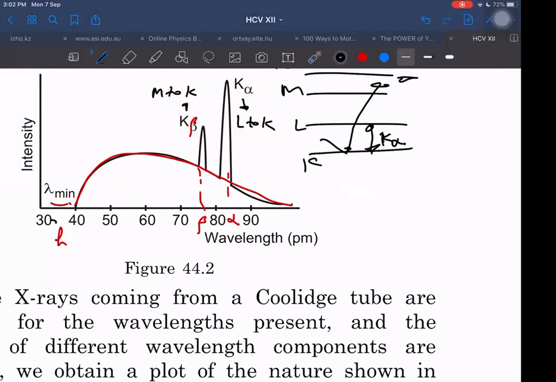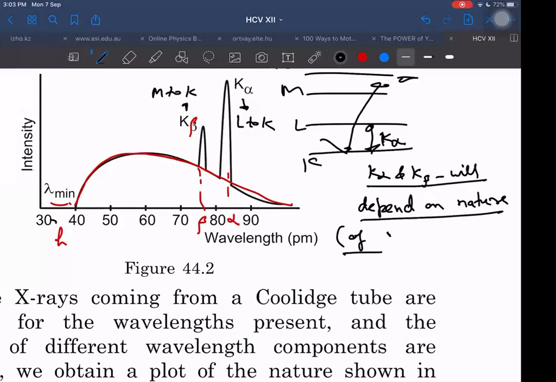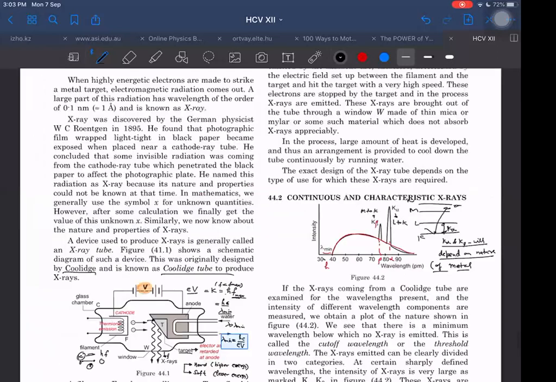So this K alpha and K beta will depend on the nature of the metal.